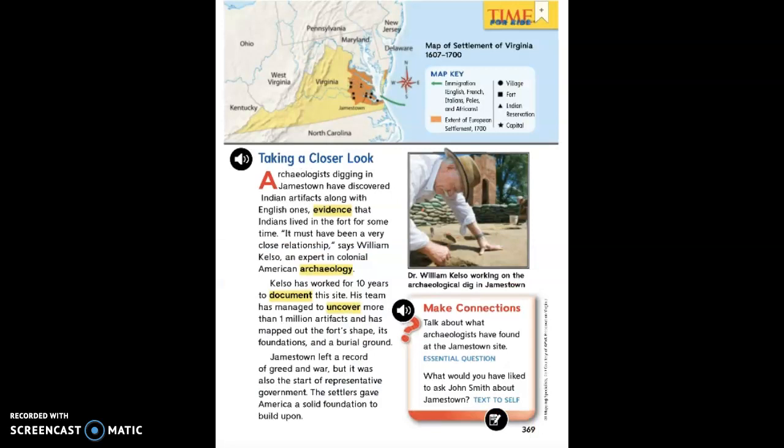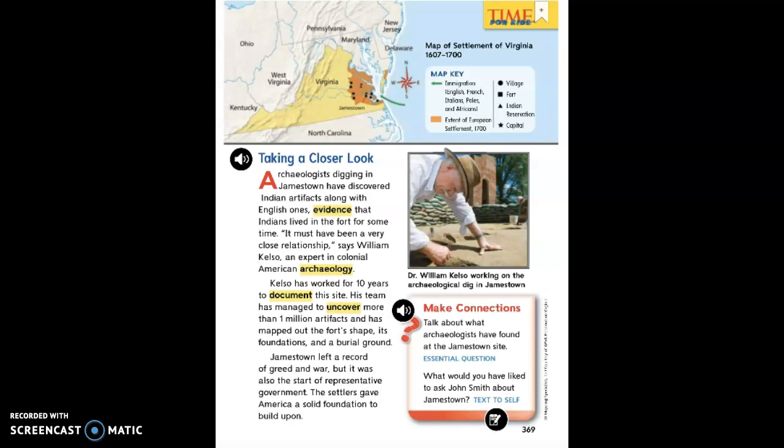Taking a closer look. Archaeologists digging in Jamestown have discovered Indian artifacts along with English ones, evidence that Indians lived in the fort for some time. It must have been a very close relationship, says William Caliso, an expert in colonial American archaeology. Caliso has worked for 10 years to document this site.